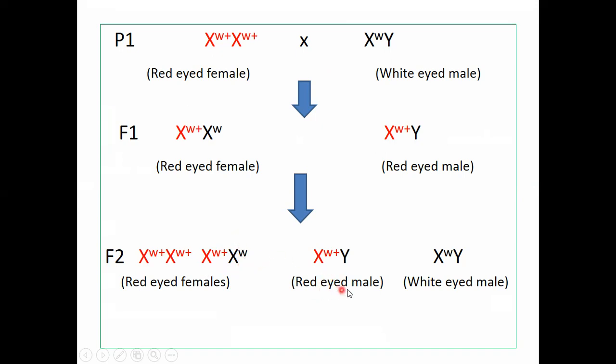Then here is a red-eyed male, and he carries a single X chromosome with the red allele, and the other is the Y chromosome. Then the white-eyed male, in which the X chromosome carries the white allele, and he has a Y chromosome. So the Y chromosome in the son is inherited from the father, while the X chromosome is inherited from the mother.